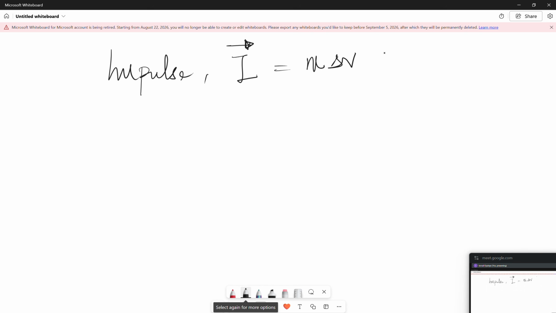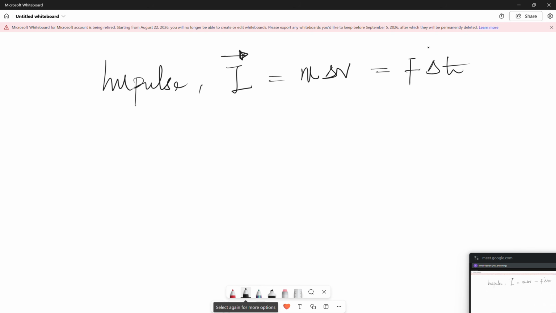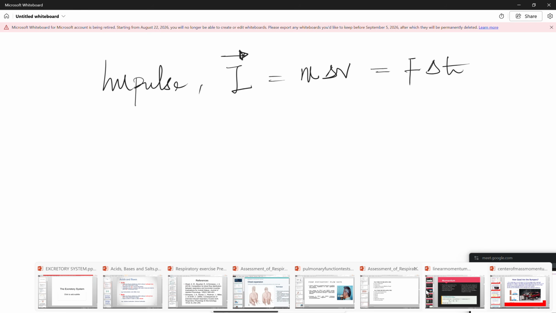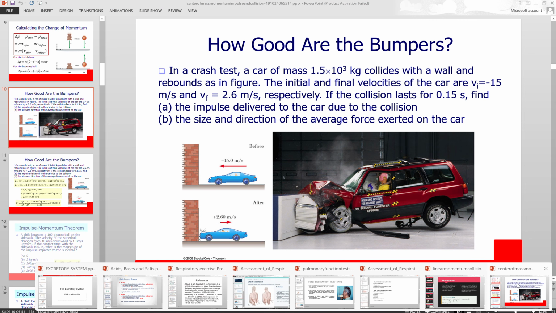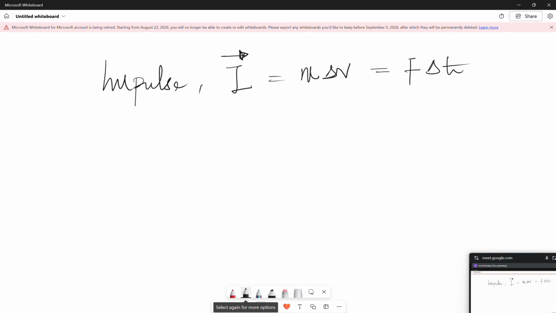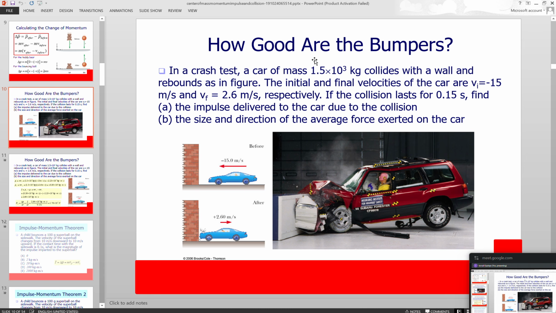Yes, it's the same. Impulse is equal to change in momentum, which is equal to force multiplied by delta t. But if you look at the question, you are not given any force, neither are you given time. So what are you going to do? You're going to use the mass that you're given, which is 1.5, and you're going to use the two velocities as well, which are this and this one.